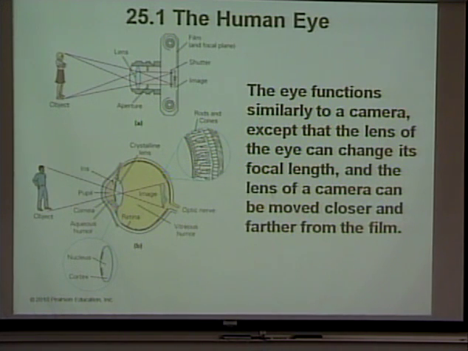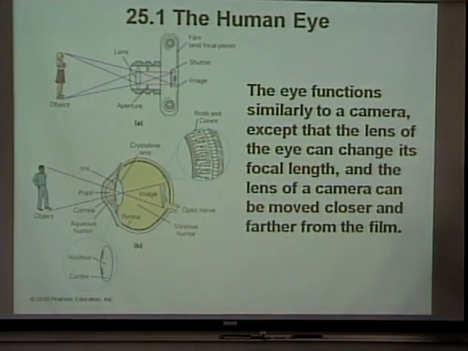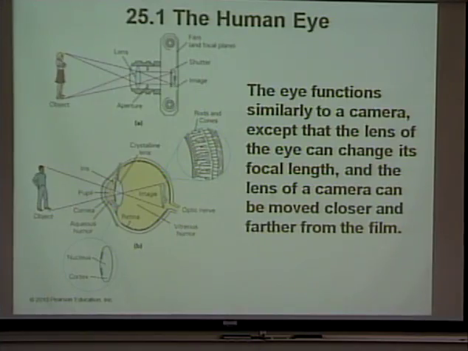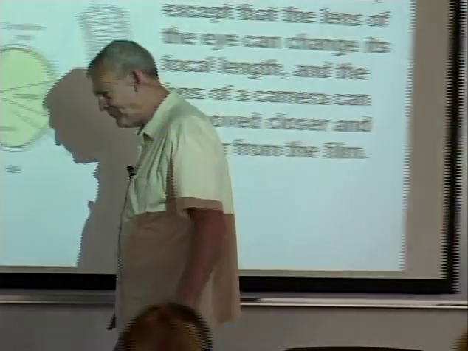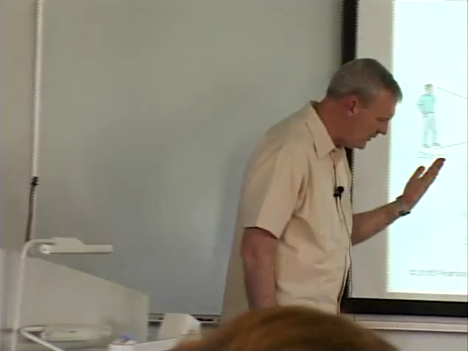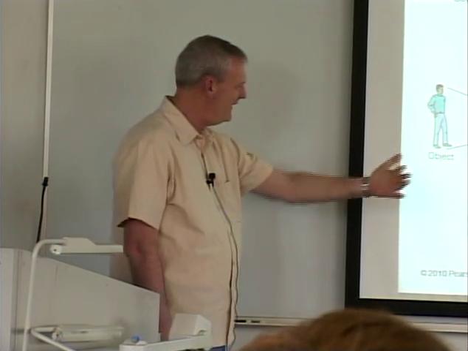So anyway, the eye functions like a camera, except, here's the big point: the lens of the eye can change its focal length, and the lens of the camera can be moved closer and further from the film. When your eye is relaxed and you're looking far away, that's called the far point, and for most people that's like 25 meters. When you're reading, the near point, where things are in focus, is about 10 centimeters for 10-year-olds, and by the time you're 50, it's about 60 centimeters. So you don't really need glasses, just longer arms, all right?